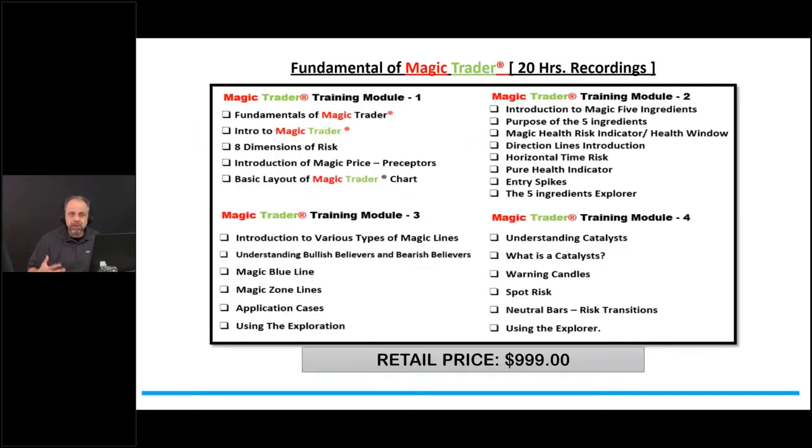But one of the things Peter does a really good job of is training. We sat down and did over 20 hours of recording over the course of several weeks, I think we did them weekly. He talks about Magic Trader and really dives in. You can see the outline here: the dimensions of risk, the preceptors, the chart, all of the trading modules, the introduction to Magic, the 5 ingredients, and how to use them. Twenty hours plus of recording normally retails at $9.99. You can see that right here.